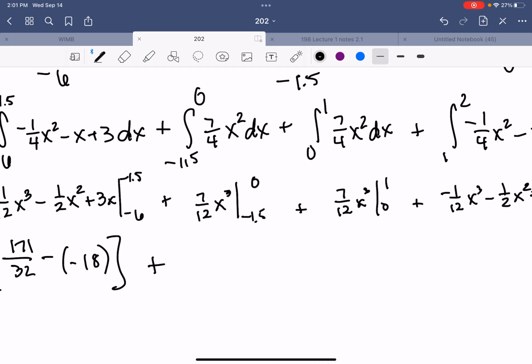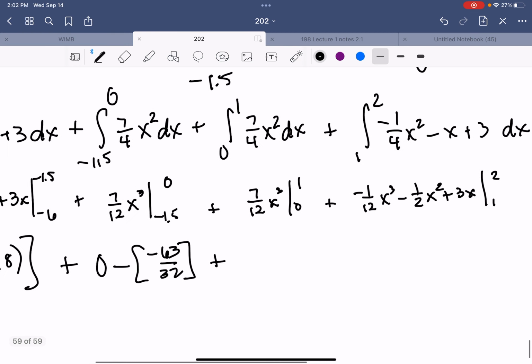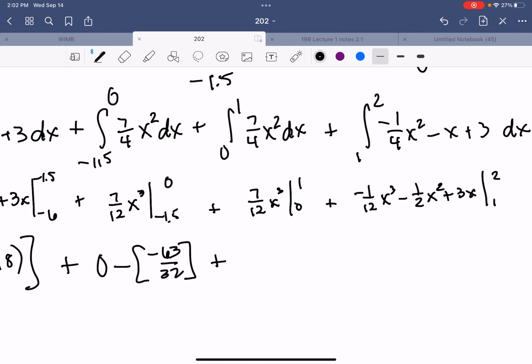All right, I am taking 0, because when I plug in 0, I get 0, minus 7/12 times -1.5 cubed. And when I do that, I get -63/32. And this one, when I plug in 1, I get 7/12 minus 0 when I plug in 0. So that one actually was relatively straightforward.